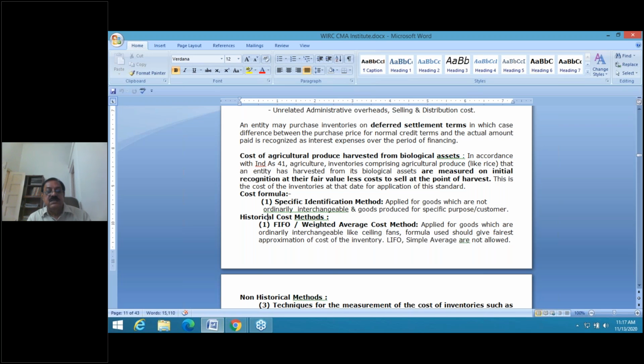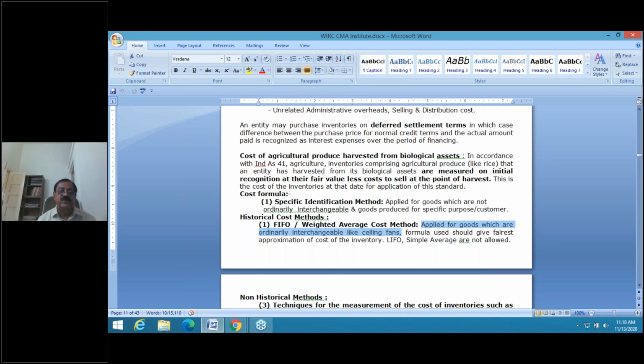Now friends, what is ordinarily interchangeable? So I am explaining this. It applies to goods which are ordinarily interchangeable, like ceiling fans. You go to a shop to buy a ceiling fan. You pick up one piece, but after opening you find it is not proper, something is not good, so you ask him to exchange. He will give another. Or you go to the shop and buy tomato ketchup. You see one bottle, but then you see its manufacturing date is a little earlier, so you pick up another. So they are ordinarily interchangeable.